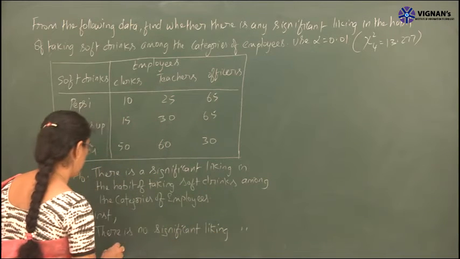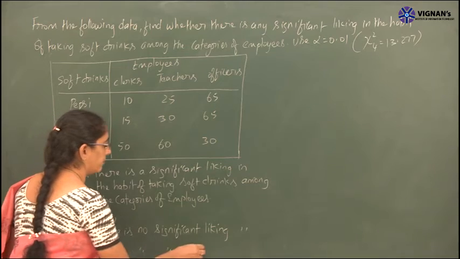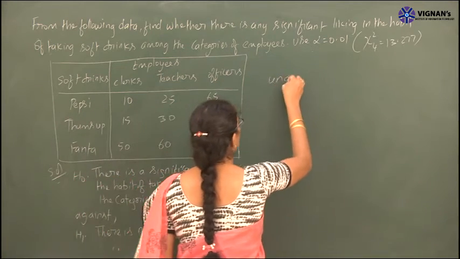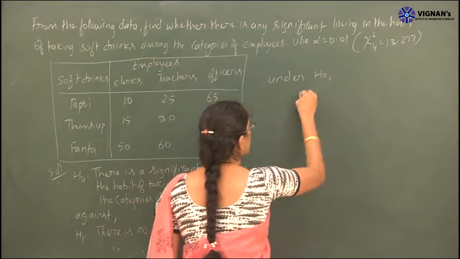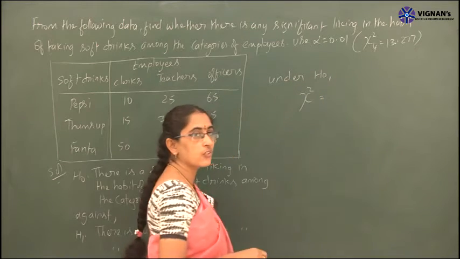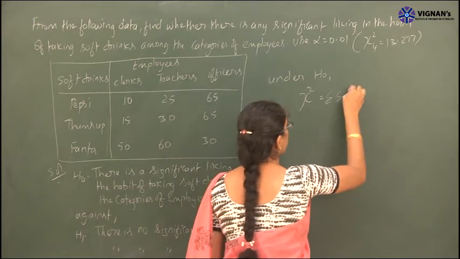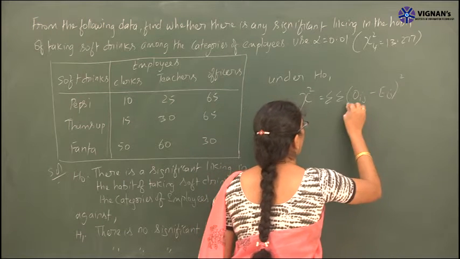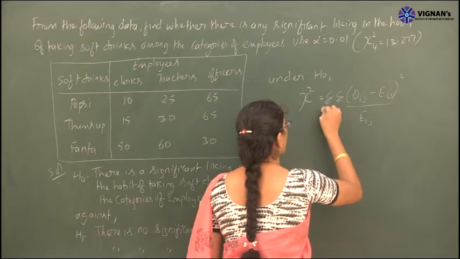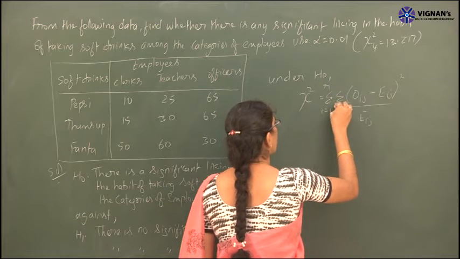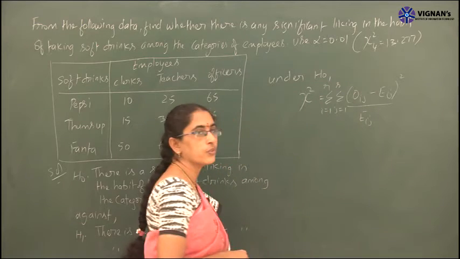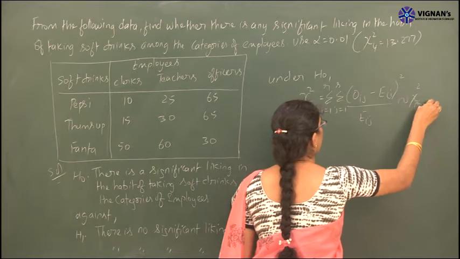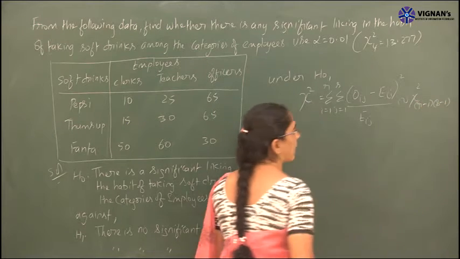Okay, so similarly you will get here. Now under H0, the test statistic is given as chi-square equal to double summation (Oij minus Eij) whole square by Eij, where i equal to 1 to R and j equal to 1 to S. So this follows a chi-square with (R minus 1) into (S minus 1).